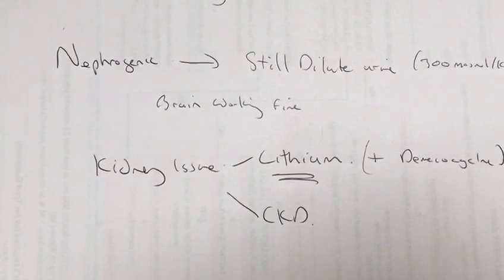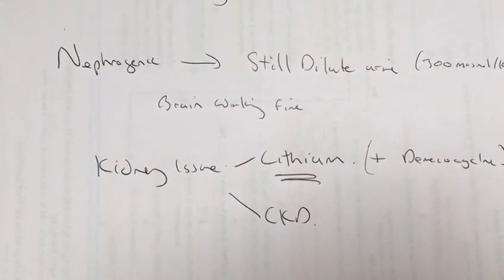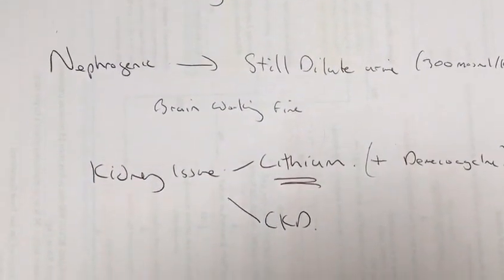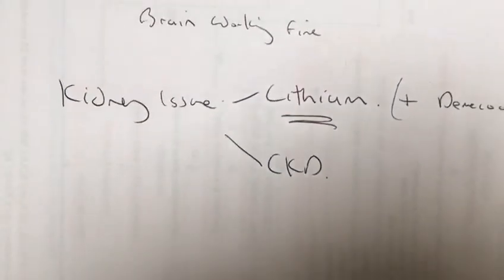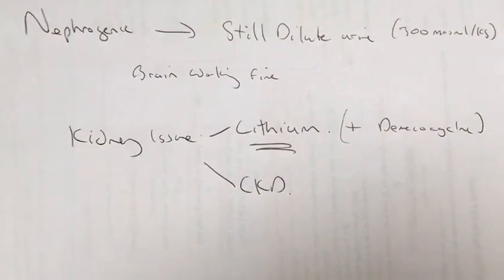is drugs. So the drugs you have to worry about that cause nephrogenic diabetes insipidus are lithium, and it can also be due to chronic kidney disease, which go and look up about them because I'm done.